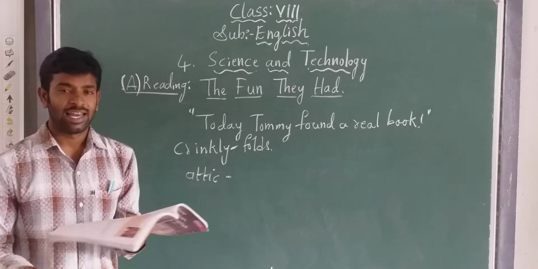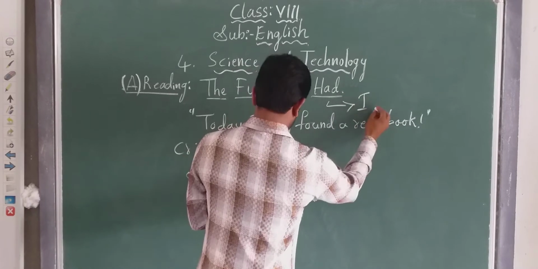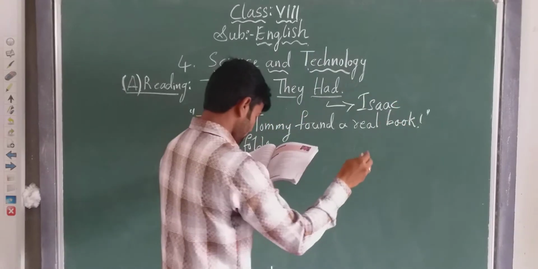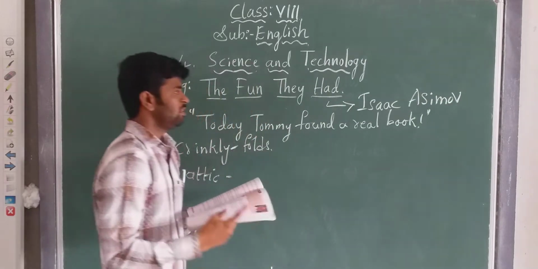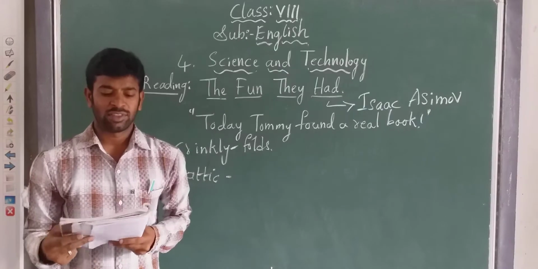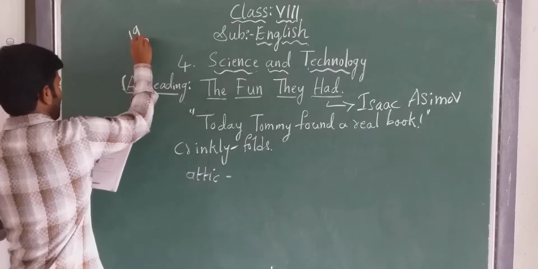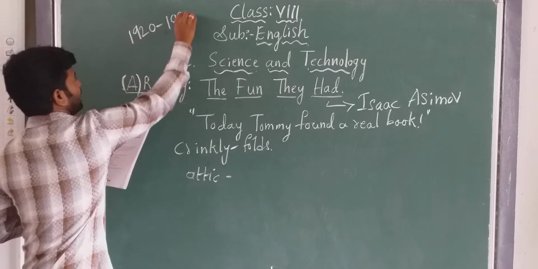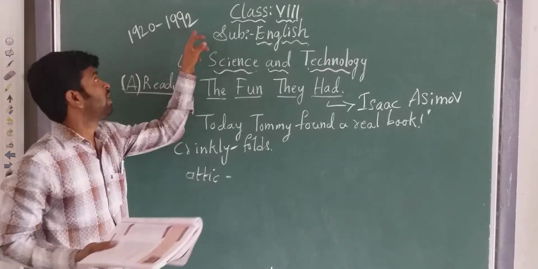Okay, so this lesson is written by Isaac Asimov. Now let us discuss the author here. Isaac Asimov was born in the year 1920 and died in the year 1992.